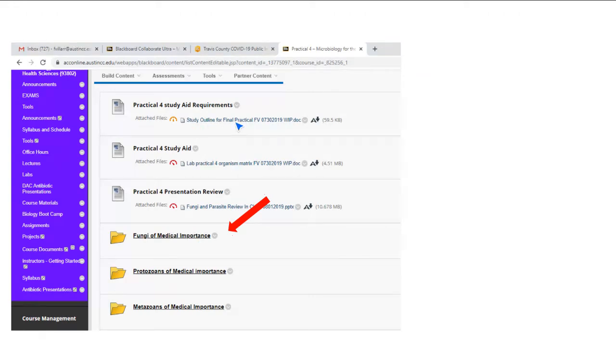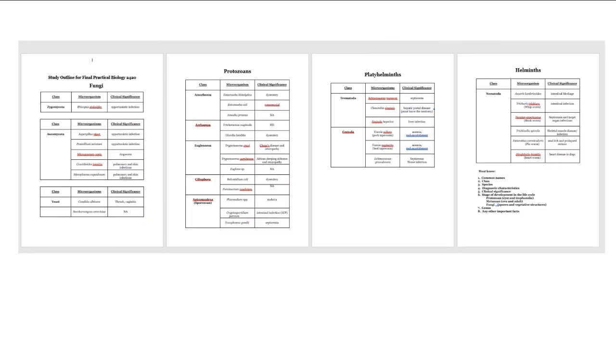There's a study aid, there's a matrix. The matrix is really important, and then there's a review. We're going to be doing the review together in 2 weeks, but these other things are really important. Now, let me show you what they look like. The study aid is a list of all the organisms you're going to be responsible for. You can acquire that through that particular file on Blackboard.